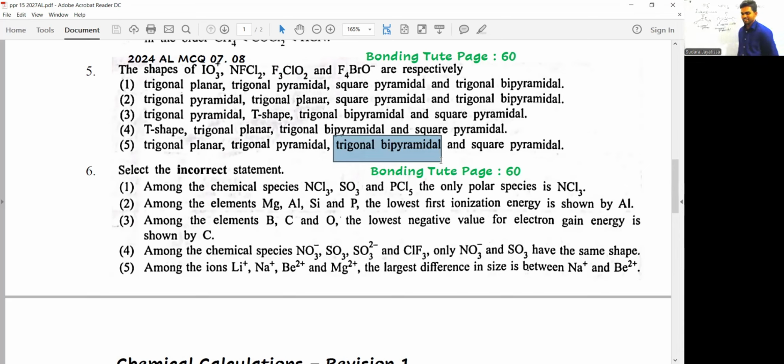Okay. So if you draw the next one, if it is BrF4O minus, you will find it as square pyramidal. Square pyramidal comes with one lone pair and 5 bond pairs. It comes under octahedral geometry. Okay, so that's clear, right? Right. Let's do the sixth one now.